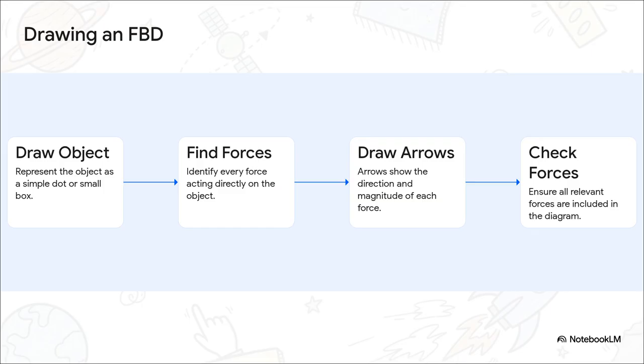Step 1, draw the object as a simple dot or a box, just stripping away all the visual distractions of the real world. Step 2, identify every single force acting on the object. Step 3, draw arrows originating from the center, pointing in the exact direction the force acts. And here's a pro tip, the length of the arrow visually represents the magnitude of the force. A stronger force gets a longer arrow. Finally, step 4, double check that you've included all the relevant forces.